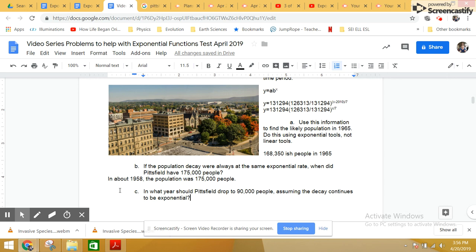And so we go in here and we say, yep, in about the year 2078, the town will have dropped down to 90,000 people based on all these assumptions. Clearly, things wibble and wobble, things change. The rates could be affected by new factors. But if we assume all of this is the same, the exponential rate is the same, we're good.